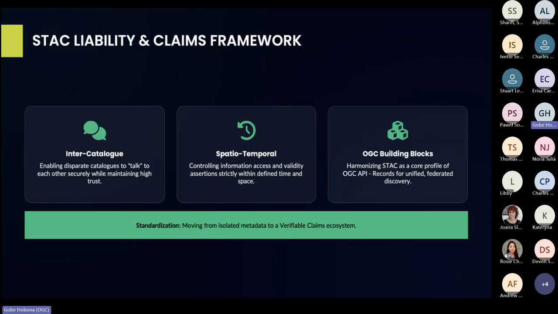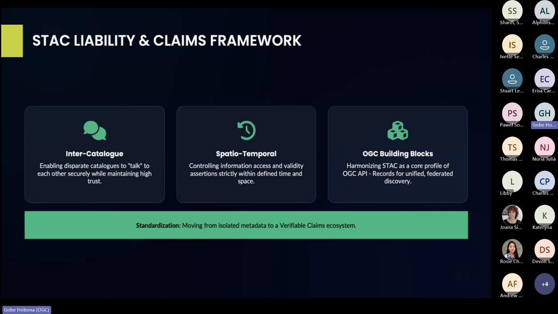And then if you apply different algorithms for auto-rectification, this is also tracked because you know where it's coming from, and you have all this information inside. We need a lot of development, and we need to do this better, but that's the concept. And that's the concept: moving from isolated metadata to a verifiable claims ecosystem. It's a very important concept.